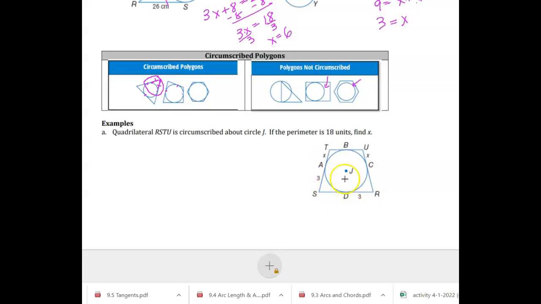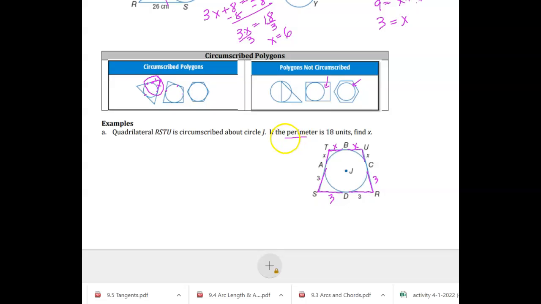It looks like it's touching. And if the perimeter is 18, find x. So what we know is, I'm going to look right here at P. TA and TB are both tangents. See how I don't have to look at the rest of that shape. So if this is x, that's x. And same thing, it's just a coincidence that these are both x. They didn't have to be equal. So if that's x, this is x. And same thing, these two are tangents. So if that's 3, this is 3. And then there we go. So if that's 3, this is 3.